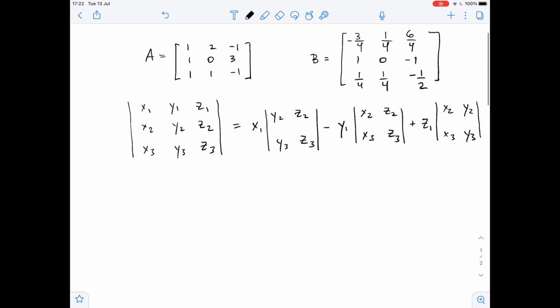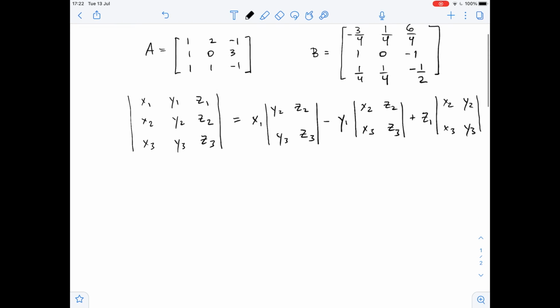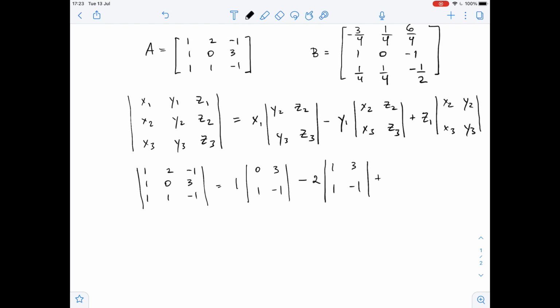Now let's use this formula to find the determinant of matrix A. So the determinant of A equals 1 times the determinant of 0, 3, 1, negative 1 matrix, minus 2 times the determinant of 1, 3, 1, negative 1 matrix, plus negative 1 times the determinant of 1, 0, 1, 1 matrix.